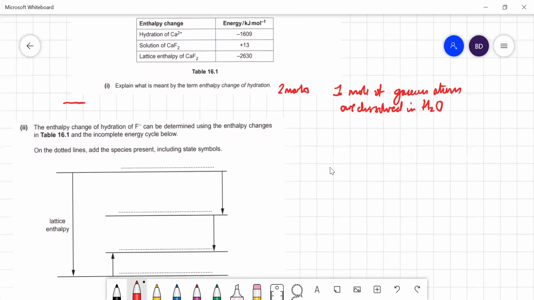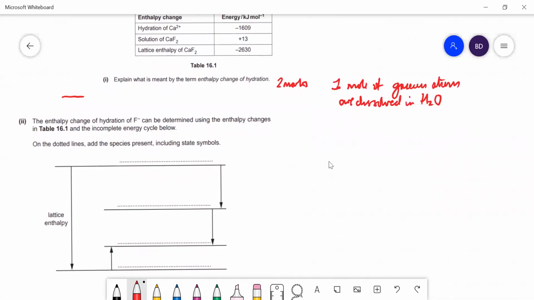What we've got to do here is work out the enthalpy change of hydration of the fluoride ion using the energy changes in this table and the incomplete energy cycle below. So we've got to fill in on the dotted lines the species present.